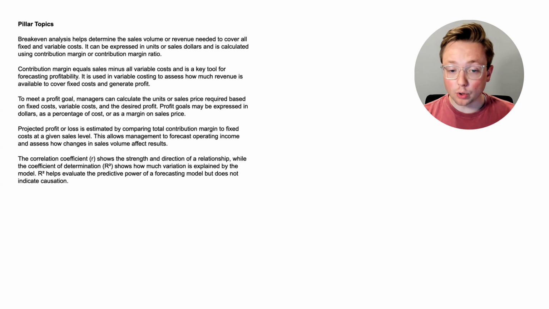To meet a profit goal, managers can calculate the units or sales price required based on fixed costs, variable costs, and the desired profit. Profit goals may be expressed in dollars, as a percentage of cost, or as a margin on sales price. Projected profit or loss is estimated by comparing total contribution margin to fixed costs at a given sales level. This allows management to forecast operating income and assess how changes in sales volume affect results.